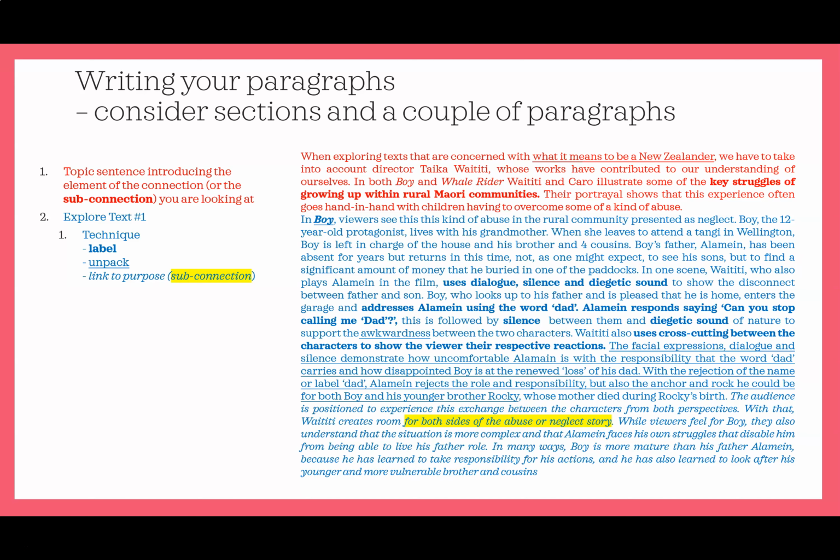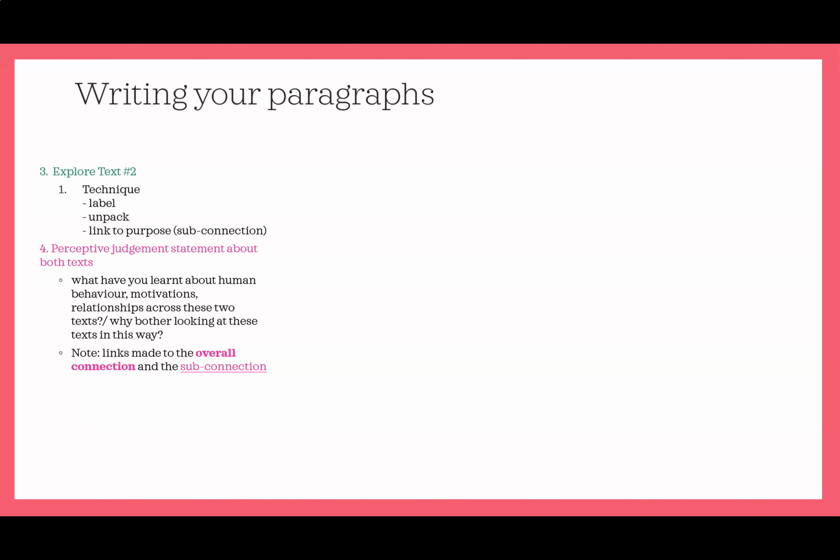As you're carrying on through your paragraph, you would then do the same thing for the second text. So you do the exact same discussion that we had on the previous slide in blue, that level of analysis and discussion for the second text. So again, you're naming techniques, you're labeling those, you're unpacking them, and then you're linking them to the sub-connection. I haven't done this in that example. You would. That's a separate analysis of that text.